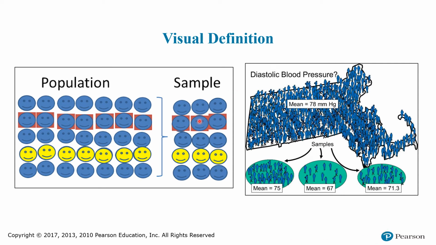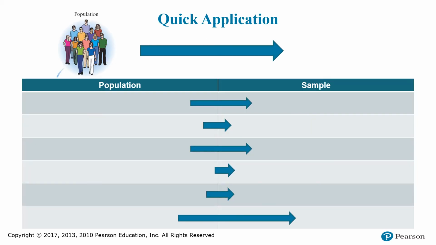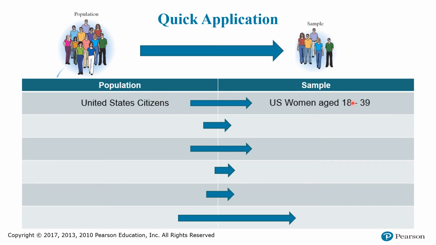So we need to be really specific in how we define our population, because that's where our sample will be pulled from. Some examples of populations and samples. If my population is United States citizens, a sample could be U.S. women aged 18 to 39, right? That's a smaller subset of U.S.